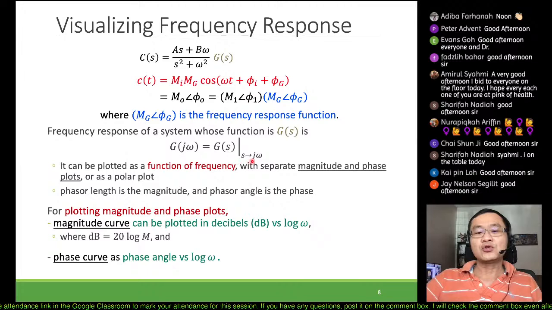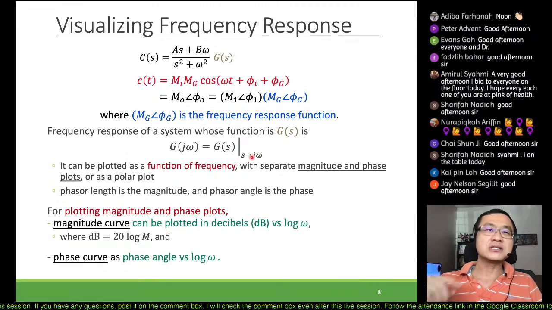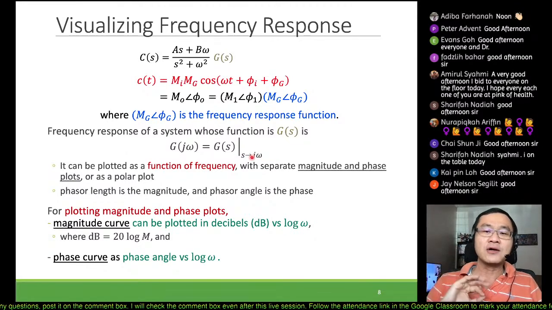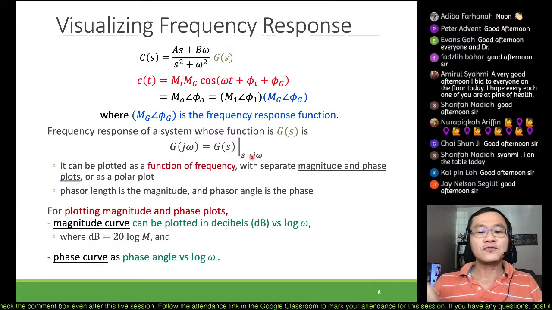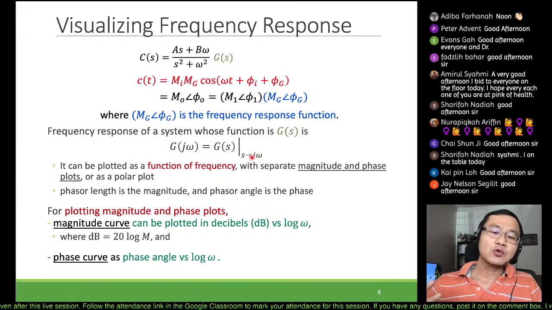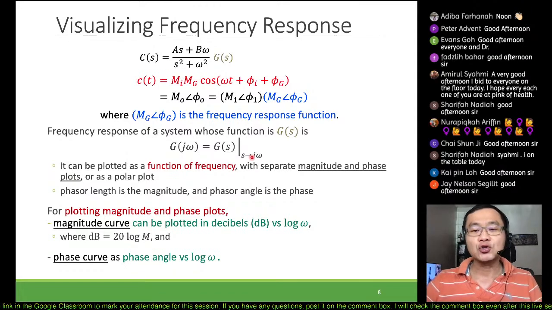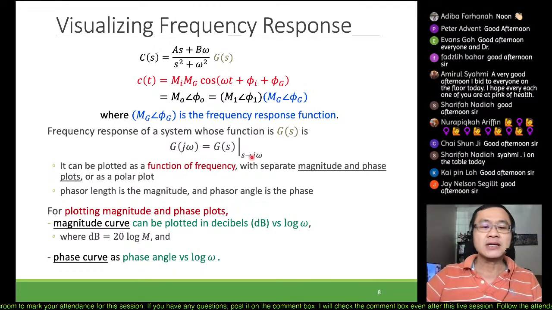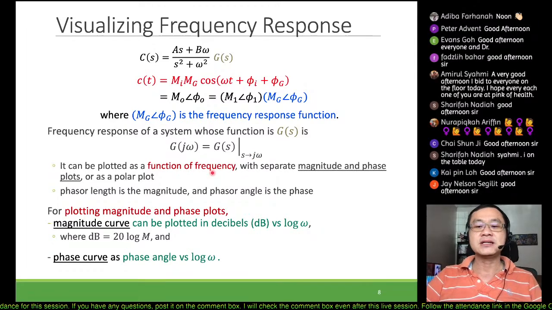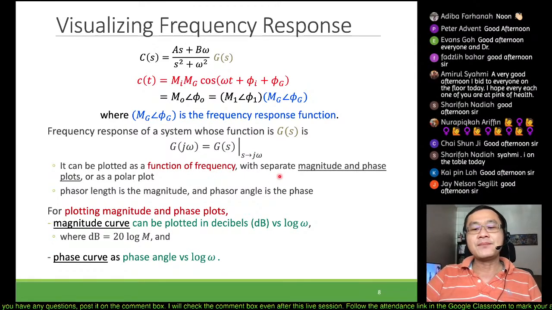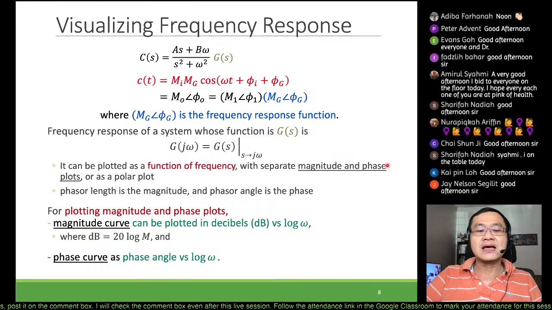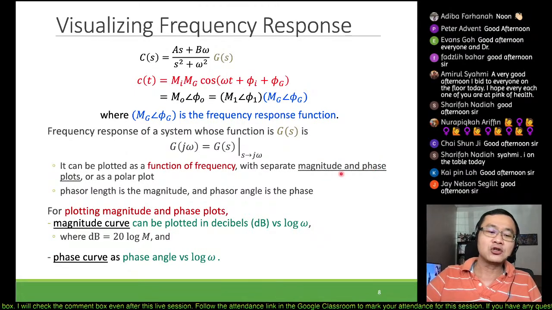So we would want to take the signal approaching the imaginary axis, the j omega, which is the oscillations. Because of the steady state, the response now is purely on the frequency. That's why we call that the so-called frequency response, how it responds to the frequency itself. So it can be plotted as a function of frequency, by separating them into a magnitude and a phase plot.